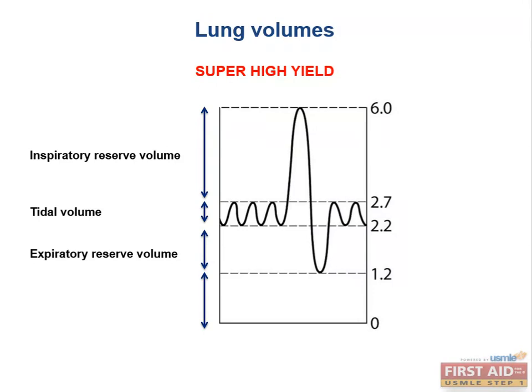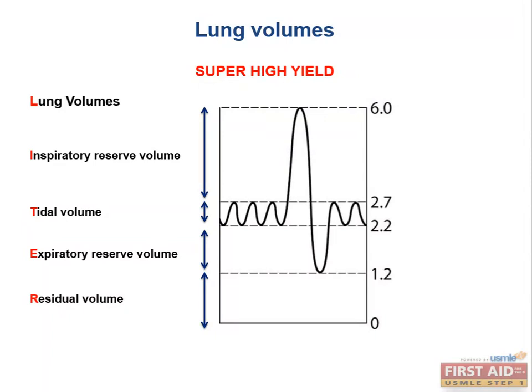So what do we call the leftover air in the lungs after maximal expiration? The residual volume. Alright, check out this mnemonic. LITER. L is for lung volume, I is for inspiratory reserve volume, T is for tidal volume, E is for expiratory reserve volume, and R is for residual volume. So what factors affect lung volumes?